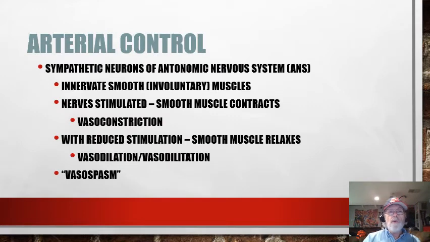Okay, now what controls these muscular arteries? Again, the sympathetic neurons, the autonomic nervous system, just like we talked about before, they innervate these smooth muscles. And we know smooth muscles, as compared to skeletal muscle or cardiac muscle, are involuntary. So we really can't control them. We can't control the vasoconstriction or vasodilation of our vessels.